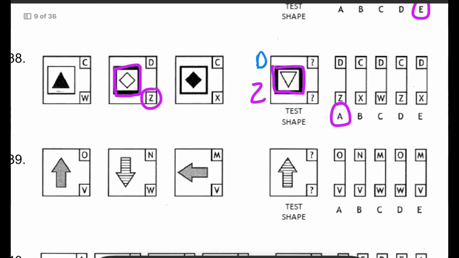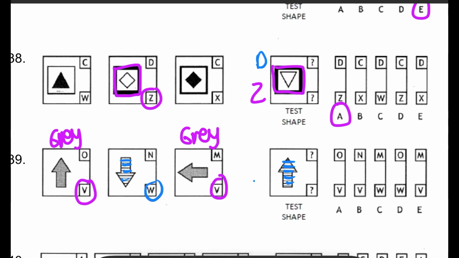Question 39. Three different first letters, but these two both have a V as the second letter, and they both have a grey arrow. The test shape is striped, and that has a W, so the second letter will be a W.